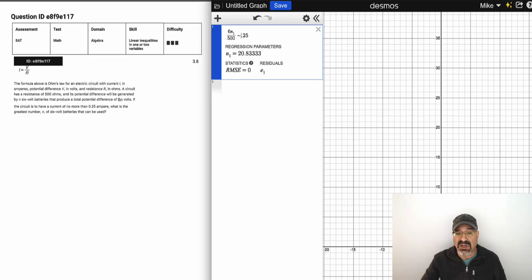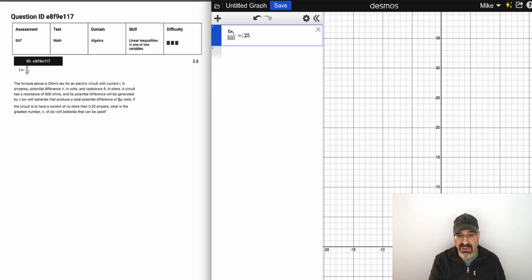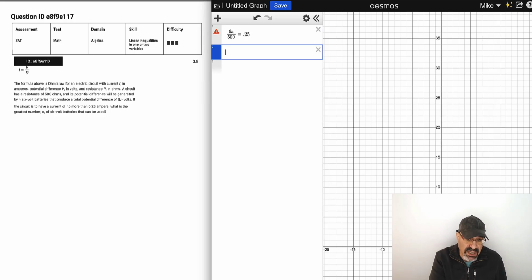But let's take a look at a different way of figuring this out other than just using Desmos's solving ability. So let's go back and look at this. Let's see if we as human beings can do this. I mean, you've got 0.25 times 500. Well, 0.25 times 400 is 100, so 0.25 times 500 is 125. So 6n is equal to 125.